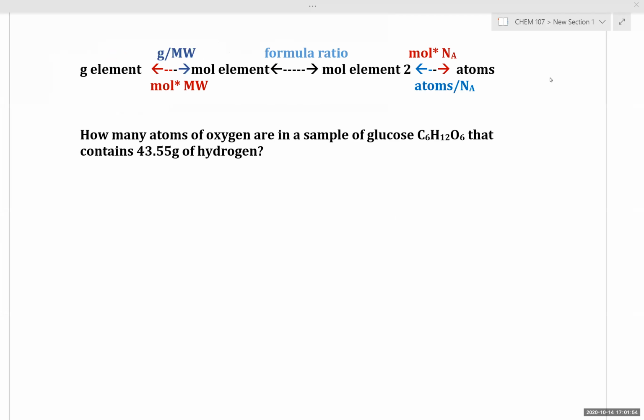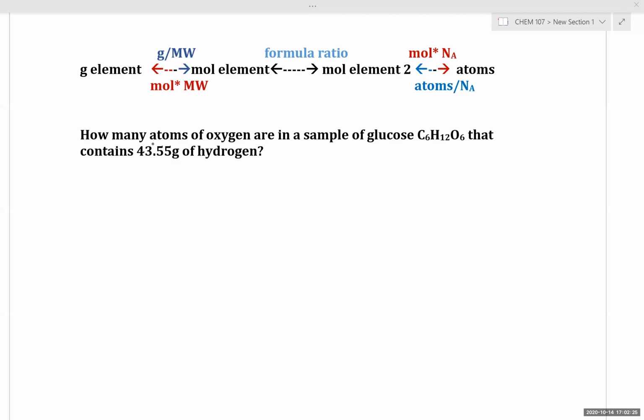So let's continue our discussion of Chapter 4, Mass to Mole Conversions. In this chapter, we're now moving on to multi-step conversions. In this case, we're combining our previously learned steps of mass to mole conversions, mole to mole conversions, and mole to atom conversions. To show another example of this multi-step conversion process, let's take a look at the following problem.